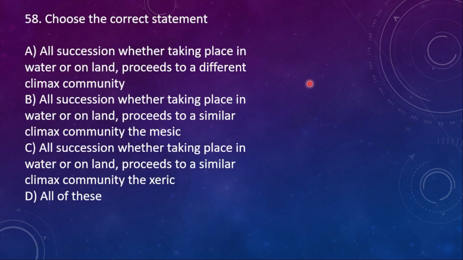58. Choose the correct statement. A. All succession, whether taking place in water or on land, proceeds to a different climax community. B. All succession, whether taking place in water or on land, proceeds to a similar climax community. This is mesic. C. All succession, whether taking place in water or on land, proceeds to a similar climax community, that is xeric. So here the right option is option B.